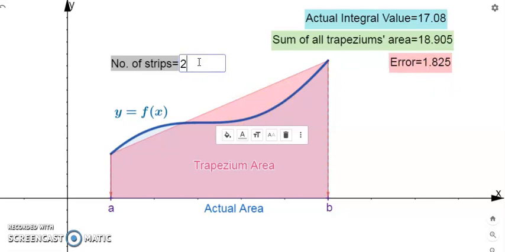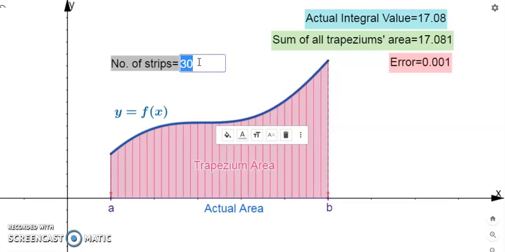Then what if I go on with 2 strips? You see now the error is getting smaller, where the sum of the trapezium's areas is quite close to the actual integral value. What if I go on with 3 strips? The error is getting smaller. 4 strips, even smaller. 5 strips, even smaller. 10 strips, 30 strips. And you can see that when I reach 30 strips, the error is 0.001.